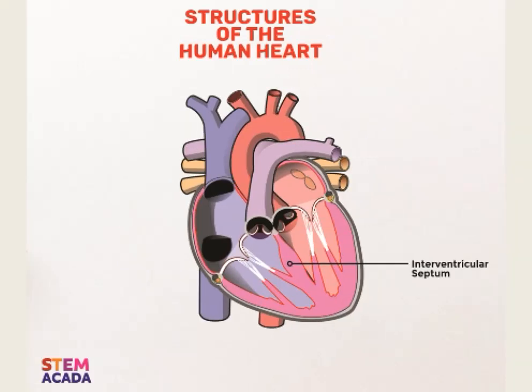The first structure is the septum. The septum is a wall of muscle that divides the heart into its four chambers. Specifically, the interventricular septum indicated here separates the right and left ventricles, which are the two lower chambers of the heart.